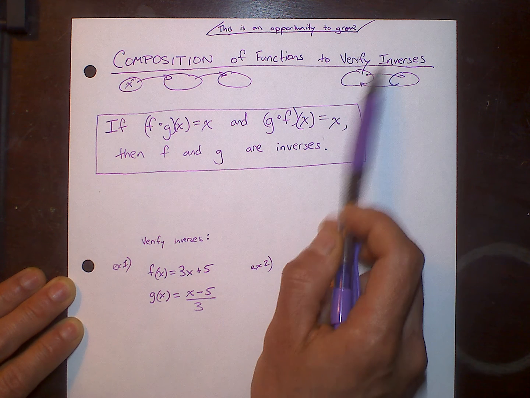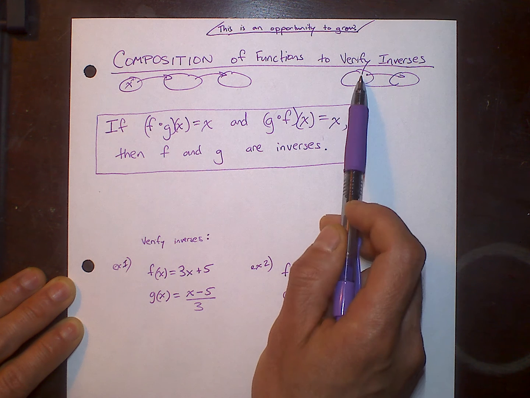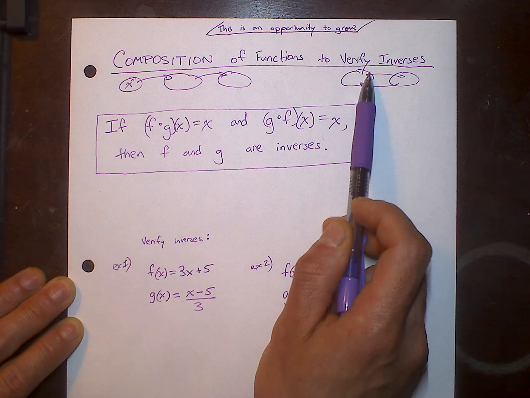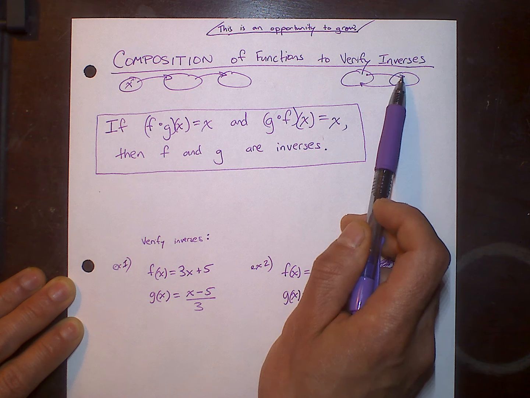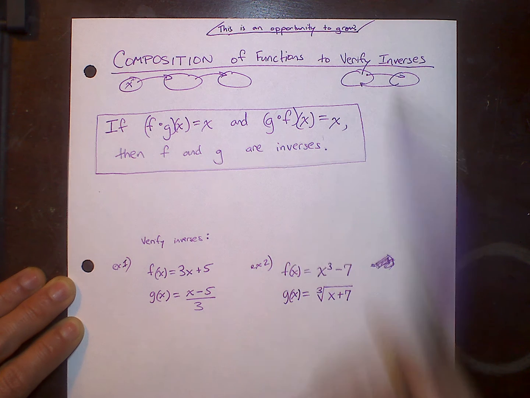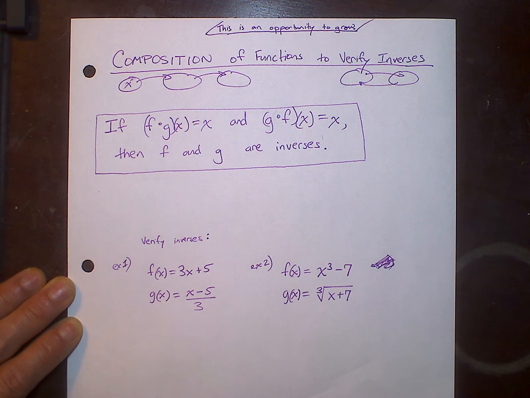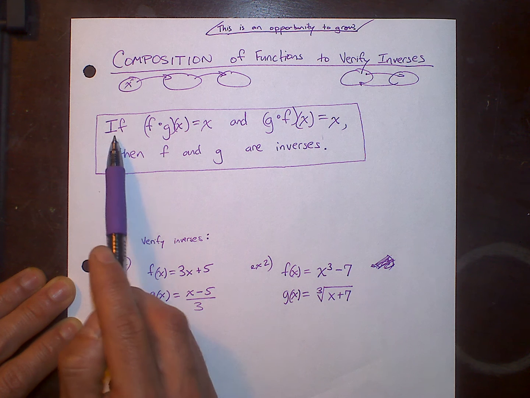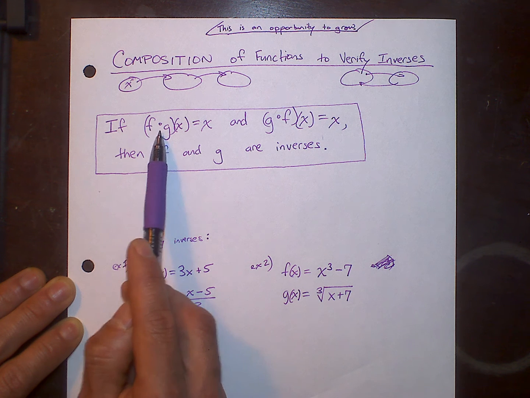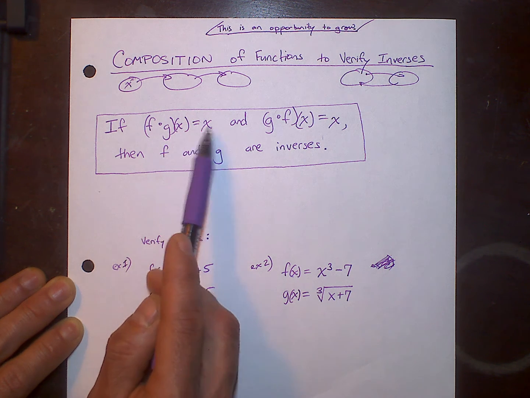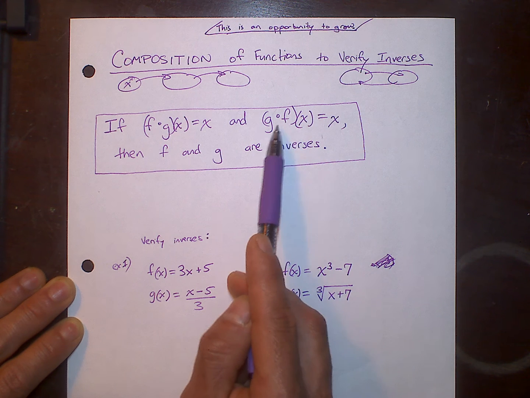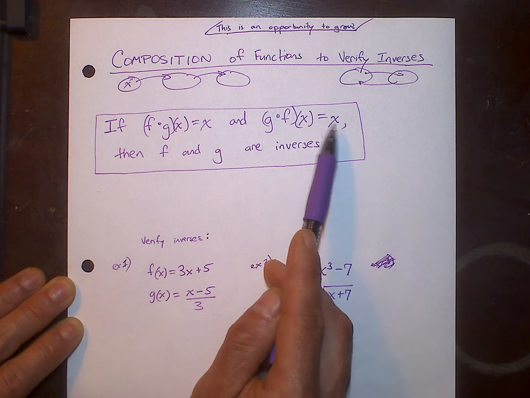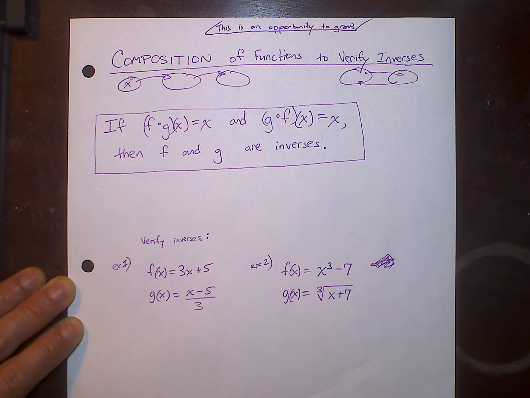Okay, in inverses, the idea was that if the domain of one function brings us to the range of the second function, the inverse of that function would just bring us back to where we started. So if we link those two ideas together, I'm going to come up with this rule, this statement. If the composition f of g of x is x, and the composition g of f of x is also x, then f and g must be inverses of one another.